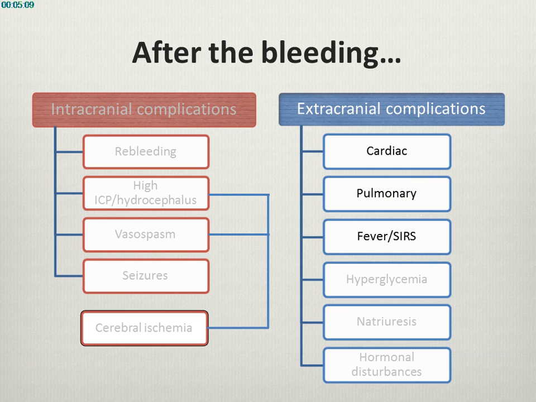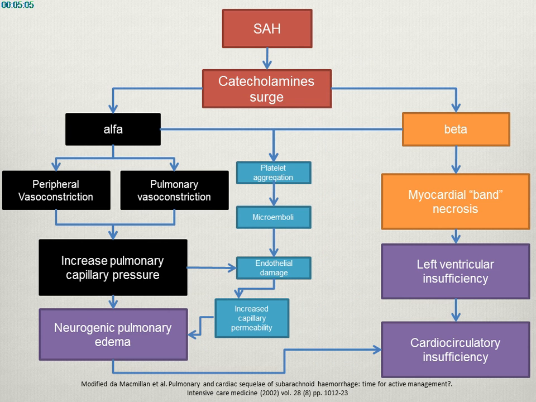Okay, focusing in the last 5 minutes on extracranial complications, I think this slide will summarize many concepts. We have a response, the so-called Cushing response, and we have a stimulation of alpha and beta receptors. Alpha stimulation produces increasing pressure due to peripheral vasoconstriction or pulmonary vasoconstriction. The patient could experience, in more severe cases, neurogenic pulmonary edema. This is less common compared to the past, but is still present.